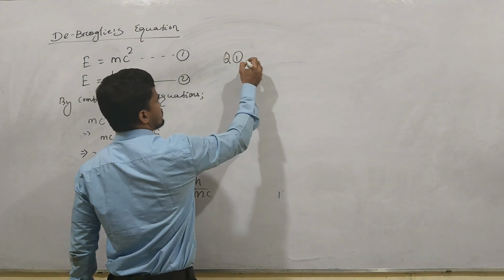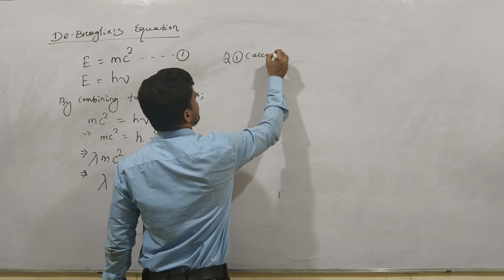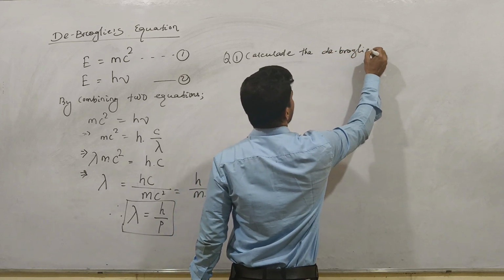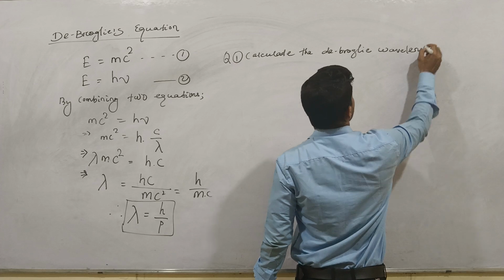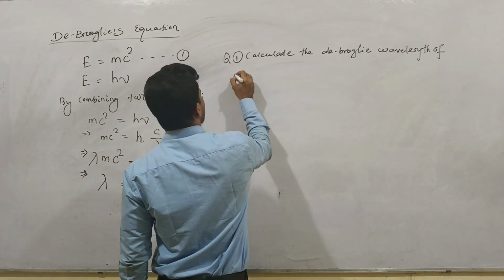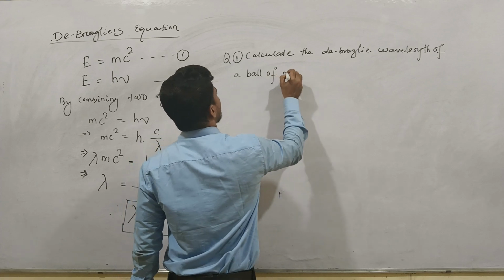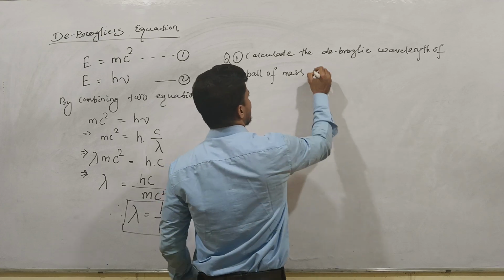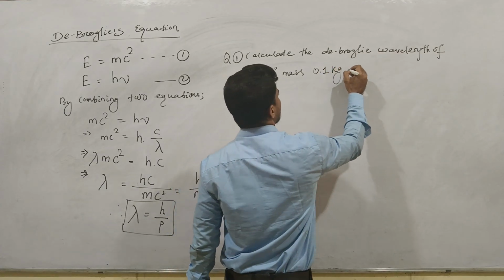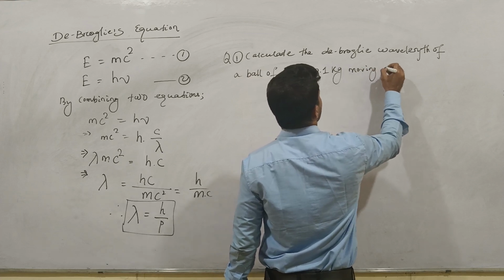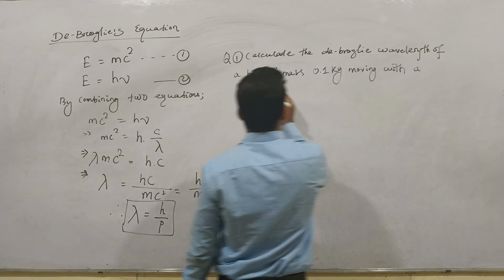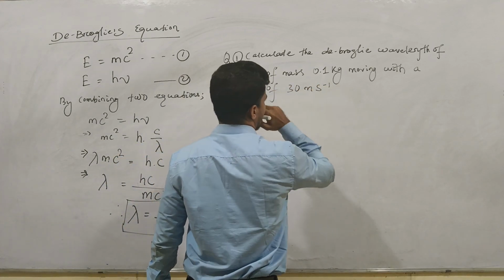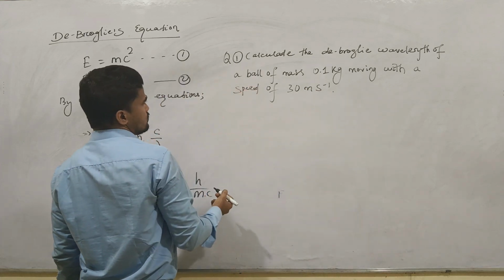Question number 1, numericals. Calculate the de Broglie wavelength of a ball of mass 0.1 kg moving with a speed of 30 meter per second. So this is the question.